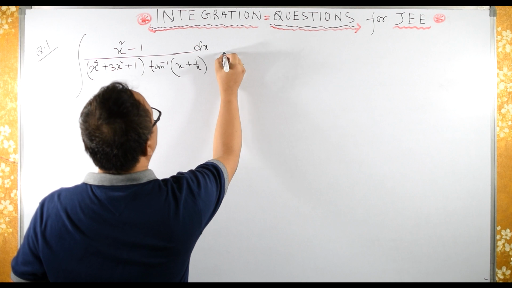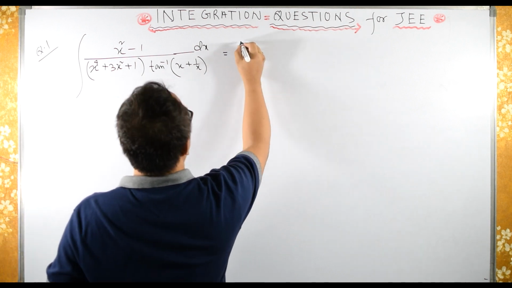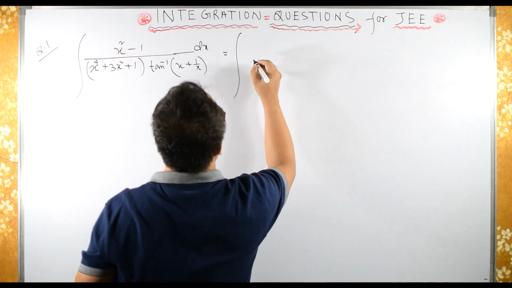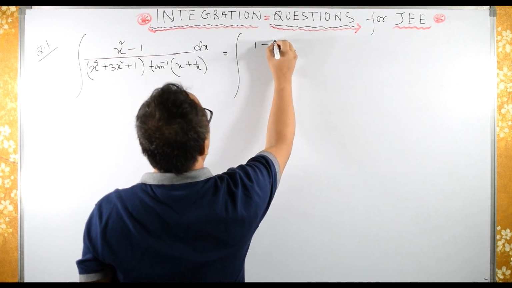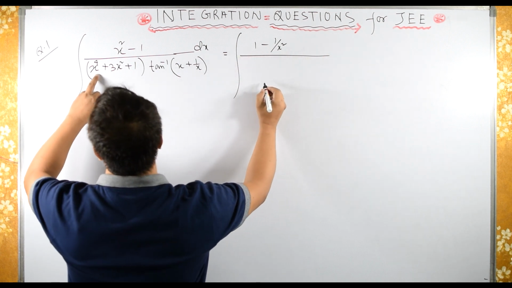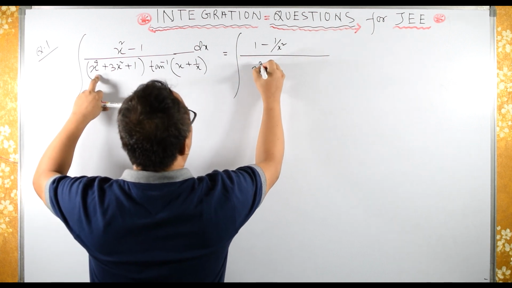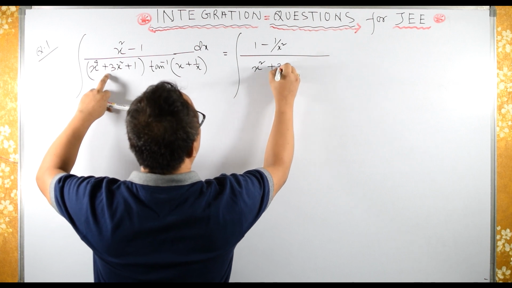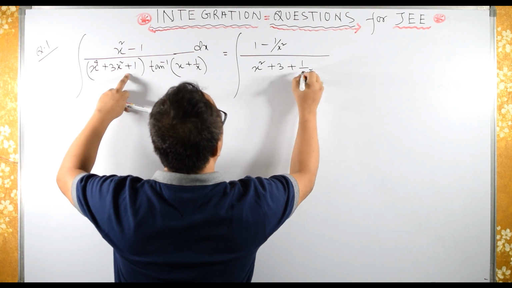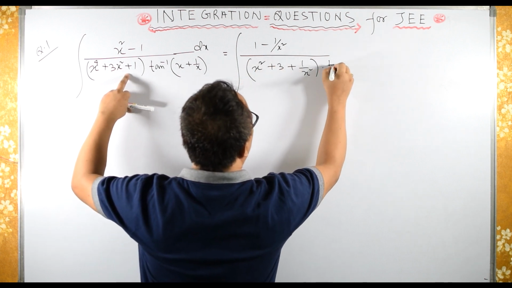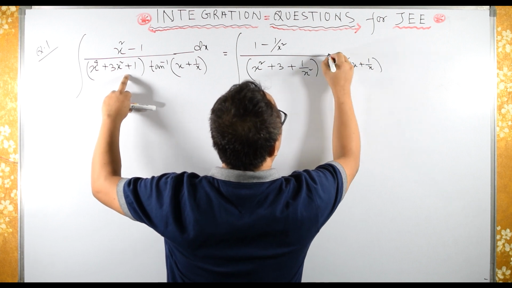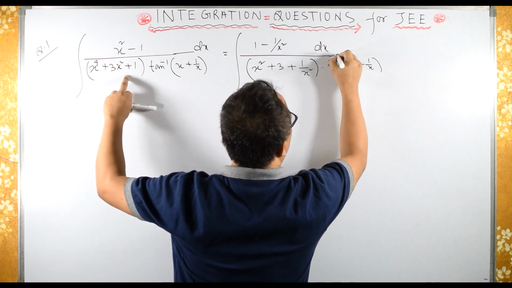So the integral is equal to, I am dividing the numerator as well as the denominator by x square. So (1 minus 1 by x square) upon (x square plus 3 plus 1 by x square) into tan inverse (x plus 1 by x) into dx.